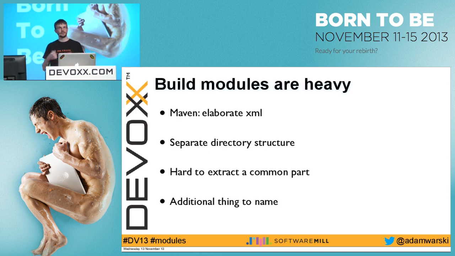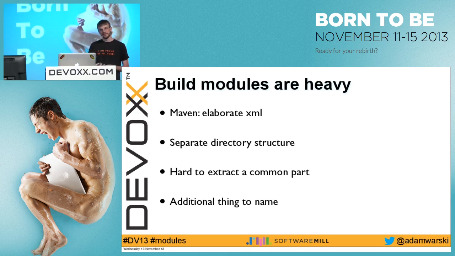However, build modules are pretty heavy. Well, in Maven, you have the whole big XML that you have to define for each build module: the project ID, the artifact ID, the version, the dependencies, and so on. Even in SBT or Gradle, where that's much easier, you still have to create a separate directory structure. You have to name that module somehow. And so I guess that creating a build module is kind of a big decision, and we may be reluctant to do that, because it's not as easy as creating a new class, for example, right?